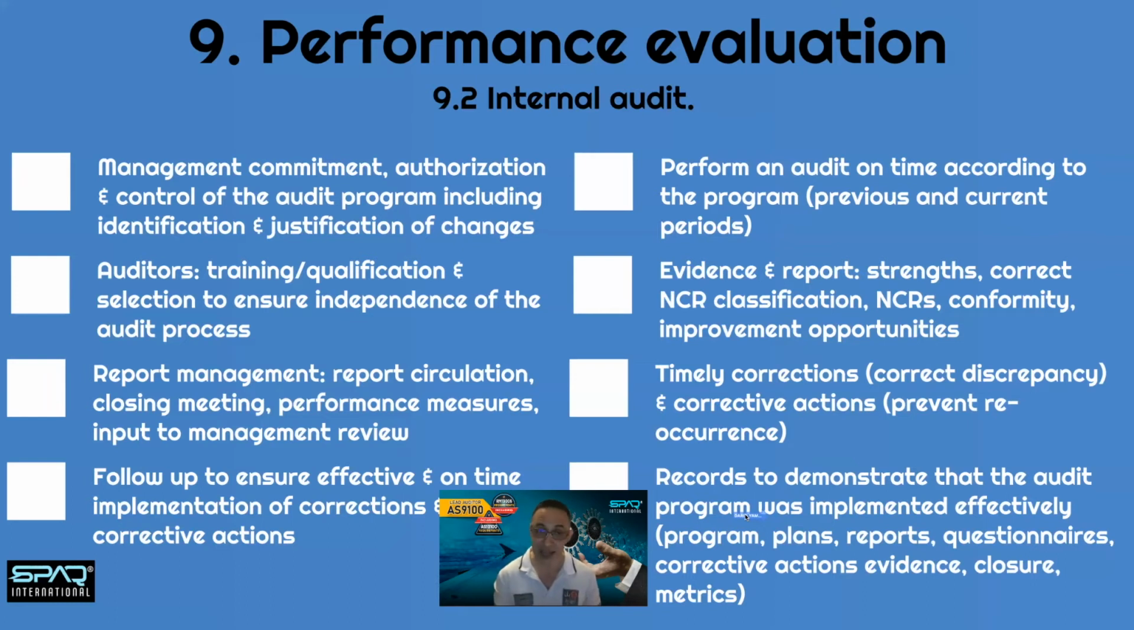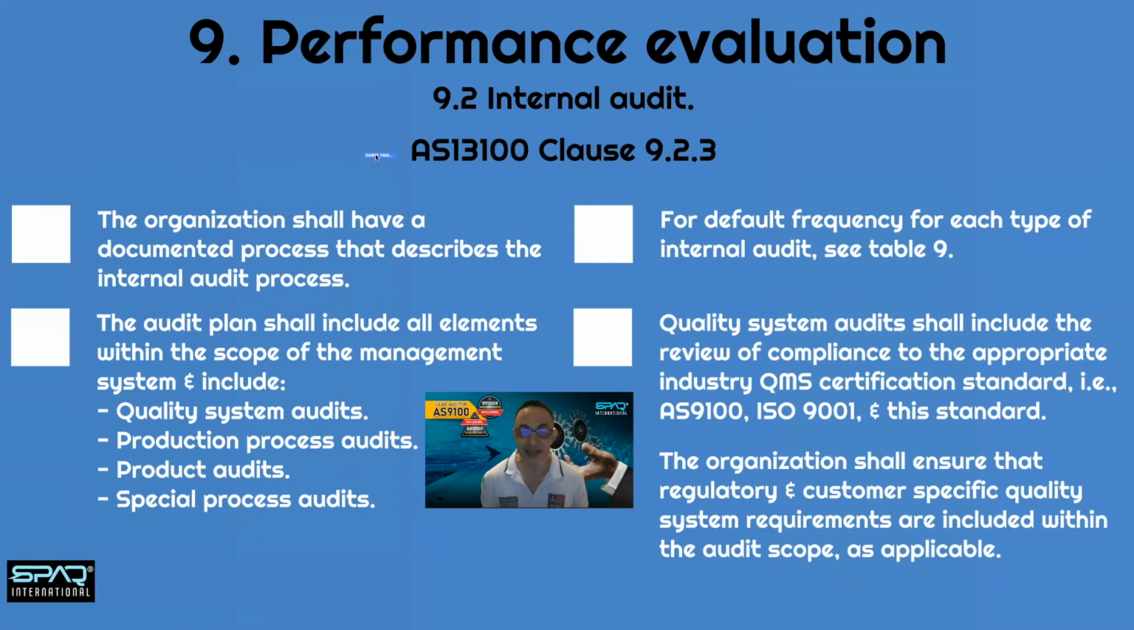Now, in the next slide, let's check the additional requirements of AS13100. AS9100 clause 9.2 includes clauses 9.2.1 and 9.2.2. The additional requirements of AS13100 start with clause 9.2.3 for internal audits. Let's see what it says.